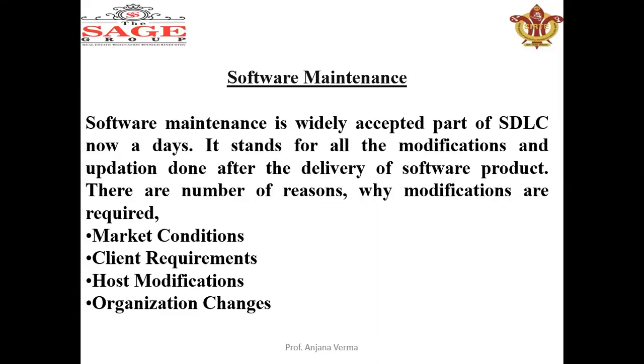Now, the last part of this SDLC is software maintenance. Actually, when we deliver the product, you have to maintain it for 1 year or 2 years, whatever. Maintenance means the modification and updation done after the delivery of the software product. When you deliver the product, if the customer requires any modification, or if an error occurs, then you have to correct the errors also.